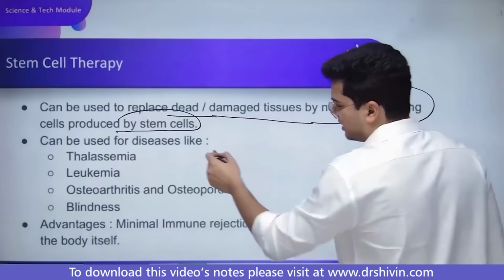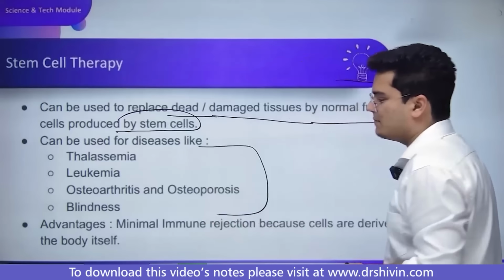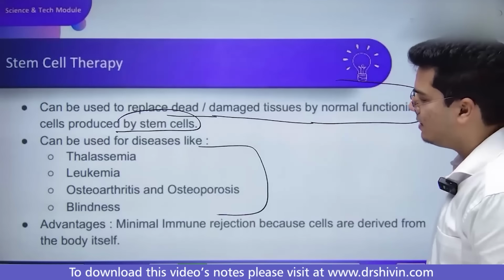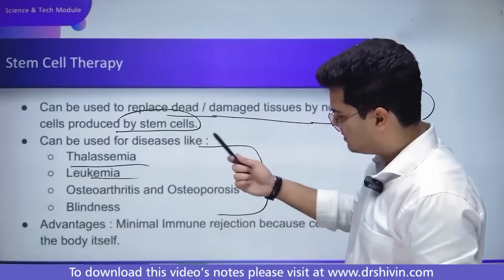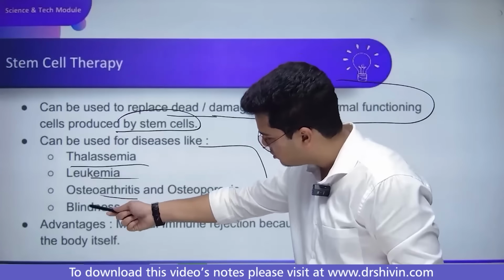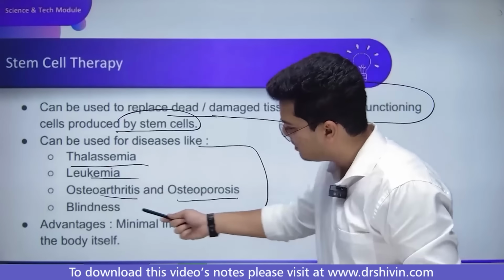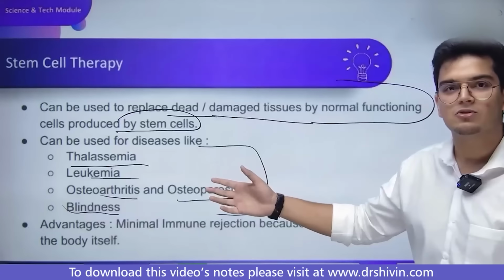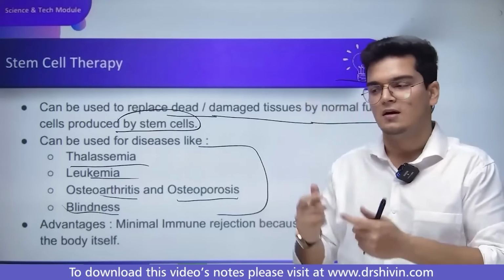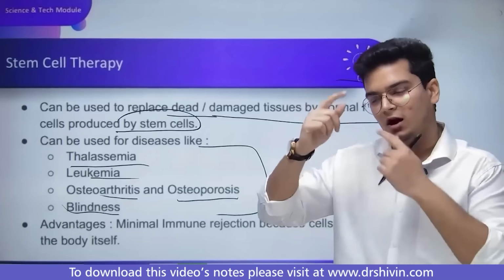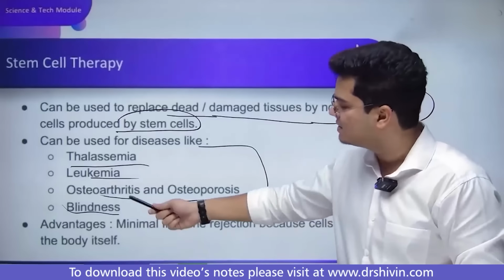Now these are the names of certain diseases that can be cured with stem cell therapy. First is thalassemia, then there is leukemia. Explain कर देता हूं. Then there is osteoarthritis, osteoporosis and blindness. Blindness में तो आपको समझ आ ही रहा है. Blindness में क्या है कि आई में नॉर्मल सेल्स नहीं फॉर्म हो रहे, तो मैंने स्टेम सेल्स लिए, आई में डाल दिए, now they will grow and form normal cells. तो ब्लाइंडनेस ठीक हो सकती है.